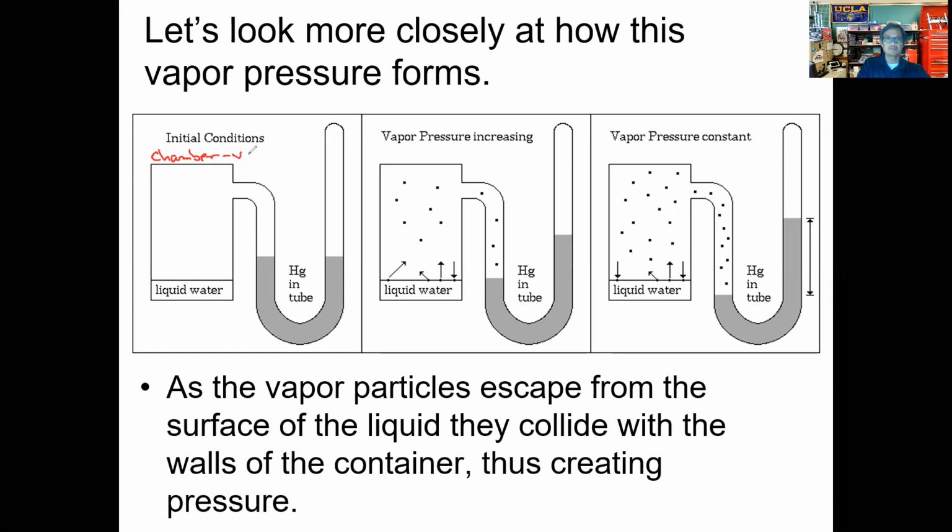So it's a vacuum. And in this chamber here, all we've done is place the liquid, let's say liquid water. This chamber is attached to a mercury barometer. So this tube here is filled with mercury.